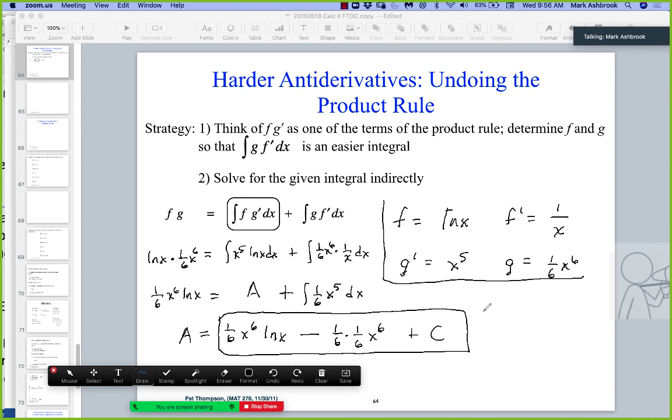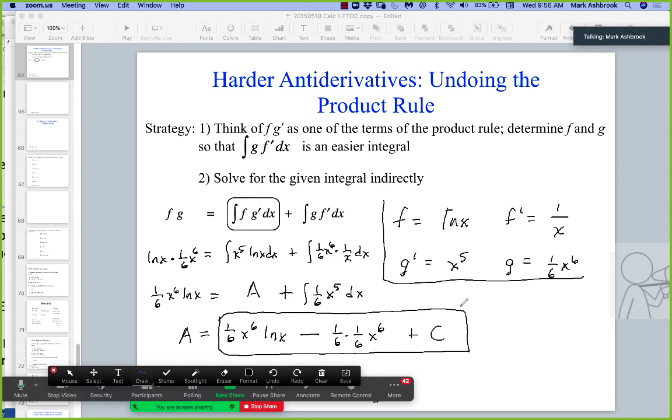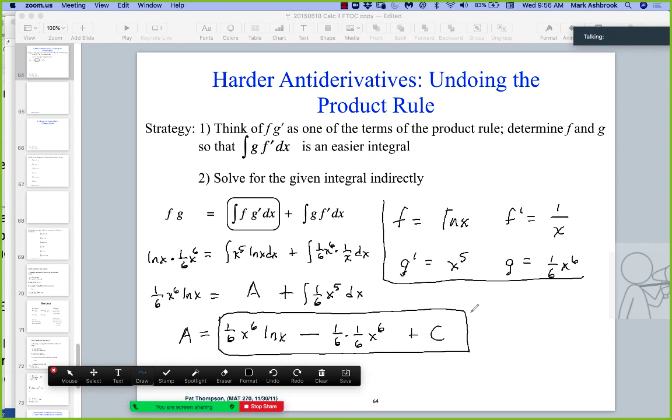So, did it take 5 iterations of undoing the product rule? No, it just took 1. We're done, right? We got a very straightforward integral for our alternative integral from undoing the product rule, which we just had to write down the antiderivative of. And then we can, like we usually do, take fg minus the easier one.